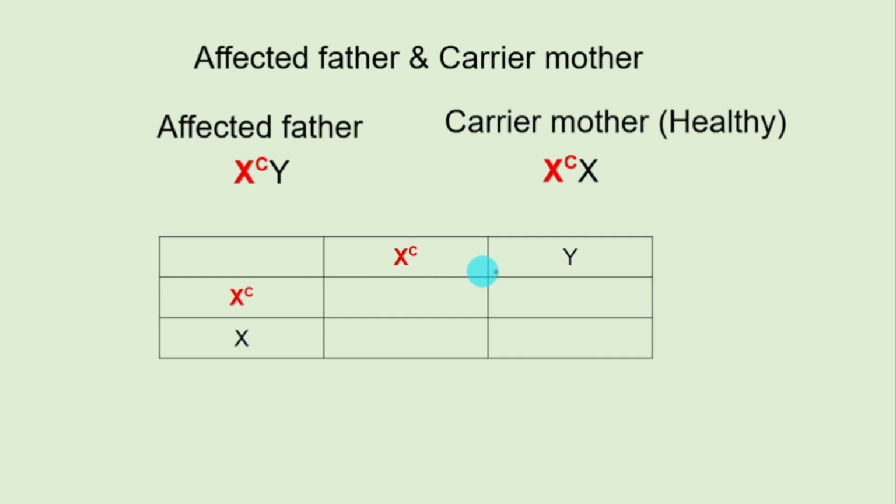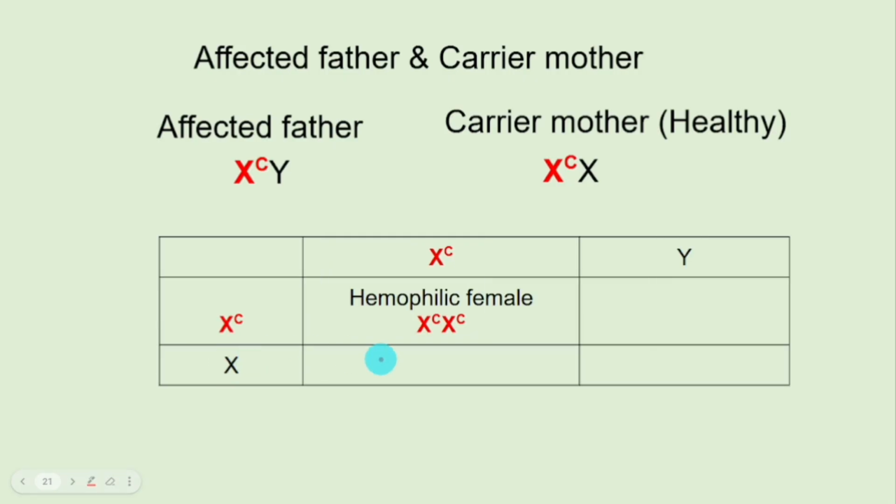So write the gametes, male gametes on top and female gametes in the left column. This will be hemophilic female. So this is what was mentioned in NCERT section also. In order for the female to be hemophilic, she needs to have a carrier mother and an affected father. So then only the female will be hemophilic.